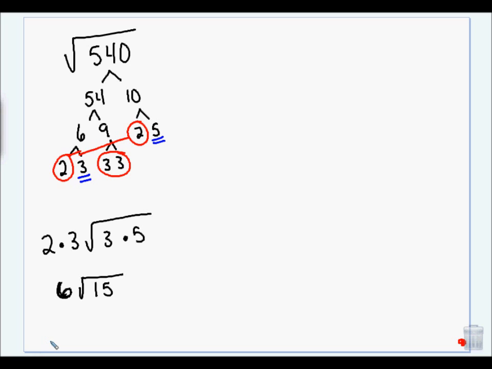So 540 is actually 36 times 15, which, like I said, I did not, off the top of my head, have that memorized. Questions on that?